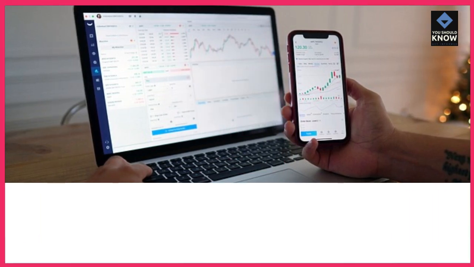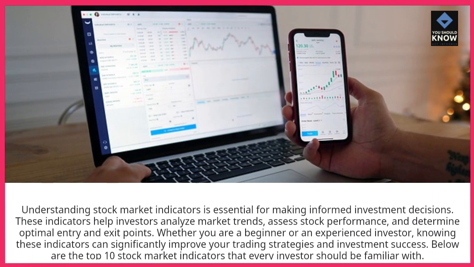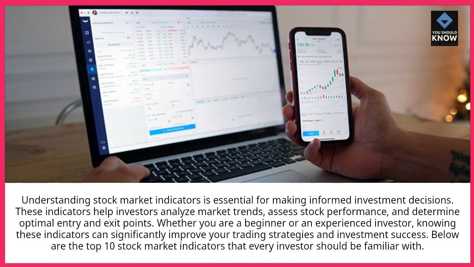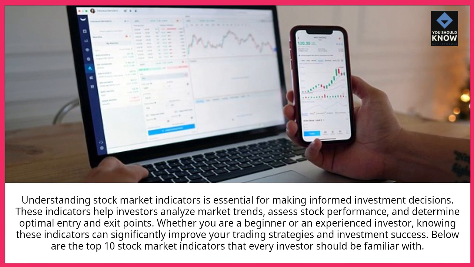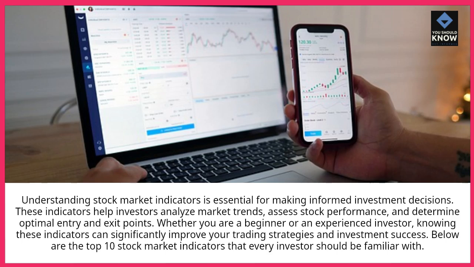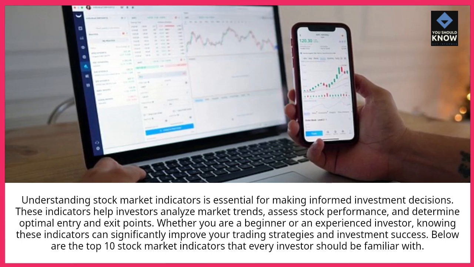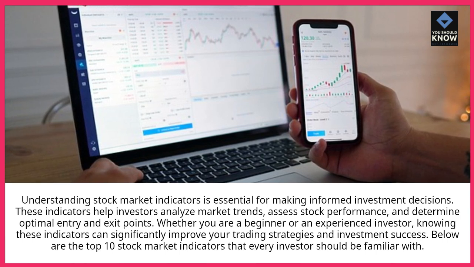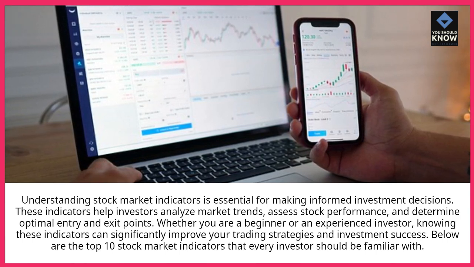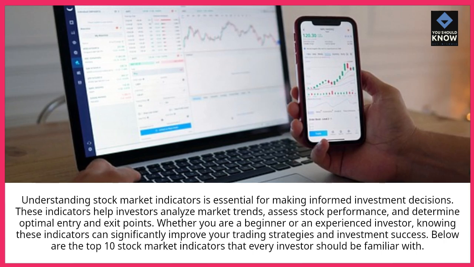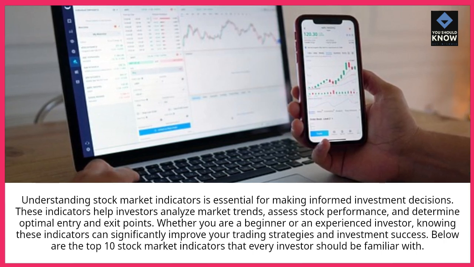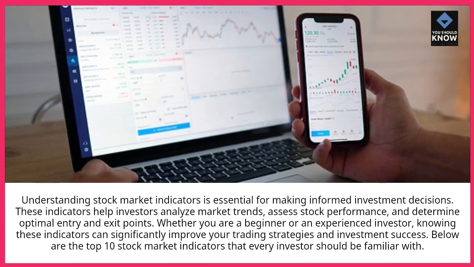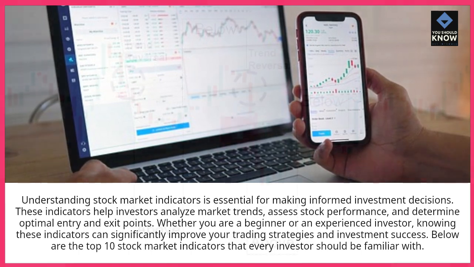Understanding stock market indicators is essential for making informed investment decisions. These indicators help investors analyze market trends, assess stock performance, and determine optimal entry and exit points. Whether you are a beginner or an experienced investor, knowing these indicators can significantly improve your trading strategies and investment success. Below are the top 10 stock market indicators that every investor should be familiar with.